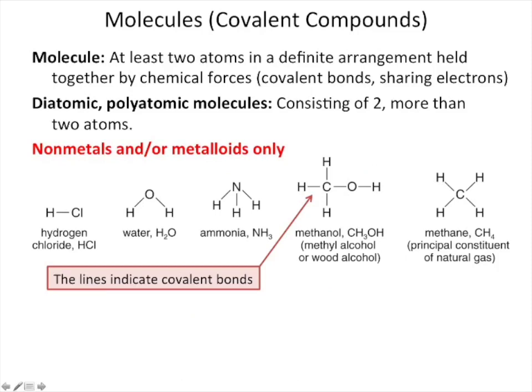In contrast, molecules are all nonmetals or metalloids, and they consist of two or more atoms. There are a bunch of examples here, and they have very different properties. They're isolated molecules that in the solid state will come together and form some sort of crystal structure, but it's nothing like the alternating charge crystal structure of an ionic compound.